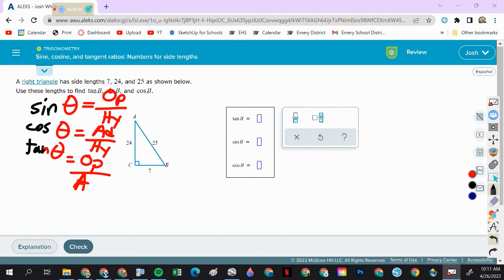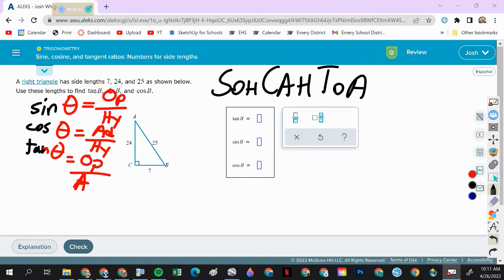Okay? And we remember that using the mnemonic SOHCAHTOA. How do you remember the spelling of SOHCAHTOA? It's easy. You ready? You'll never forget this. Some old hippie caught another hippie tripping on acid. Yeah, now you'll never forget it. And all it's telling us is sine is O divided by H, cosine is A divided by H, and tangent is O divided by A. Okay.